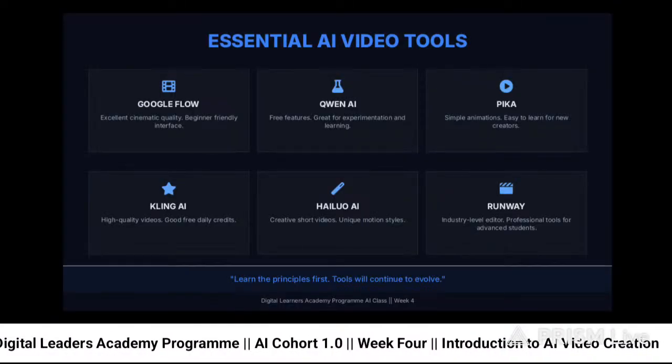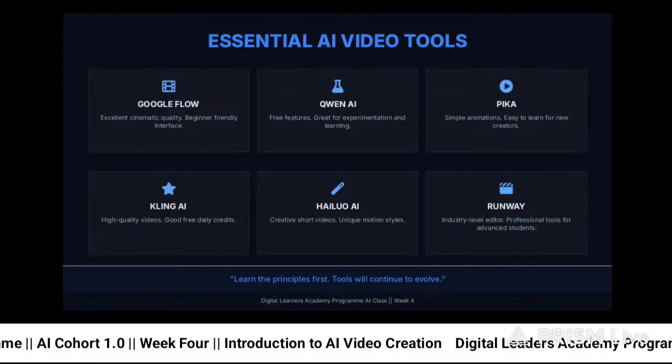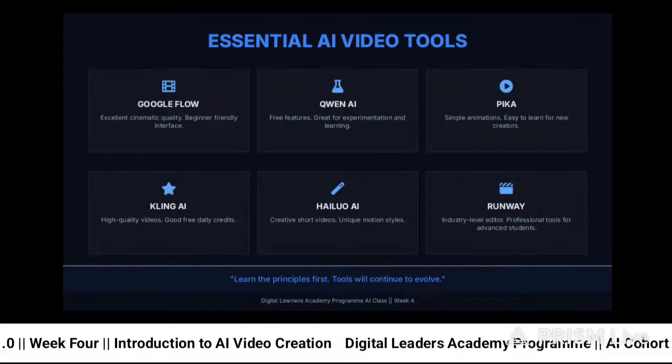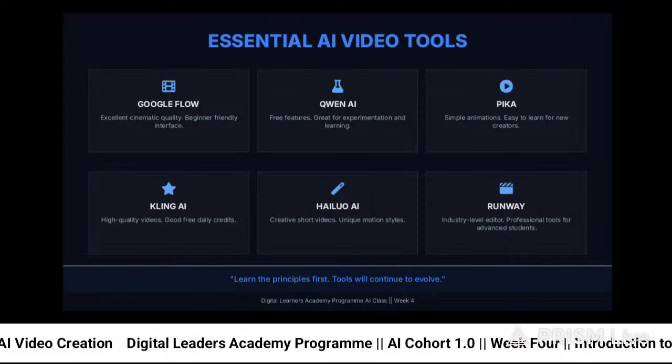The next one, we have essential AI video tools. Good. Now in this part here, I've taken out time to give us a list of AI tools that are free and that we can use to create very, very good visuals.